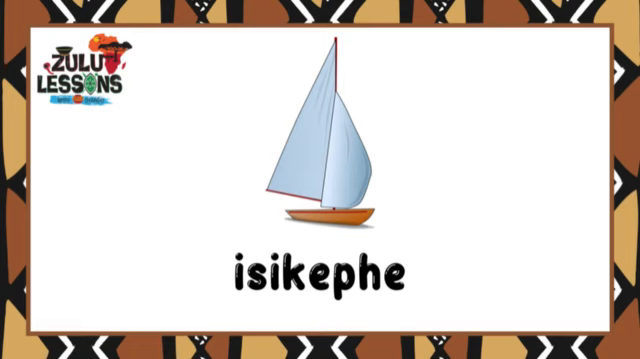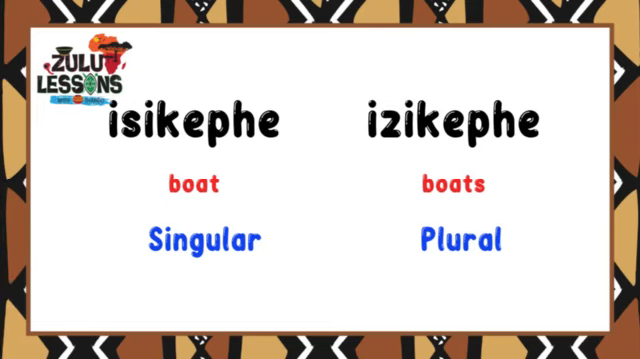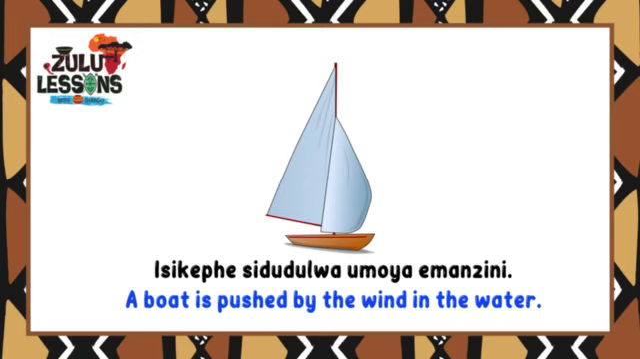Let's now look at a boat. Not a ship, but a boat. A boat is isikepe or isikepa. That last syllable is either a BHE or a PHE, interchangeable. Whichever you use. Now, let's say the plural, boats. Izikepe, or izikepa. Now let's make a sentence. Isikepe sidudulwa umoya emanzini. A boat is pushed by the wind in the water.